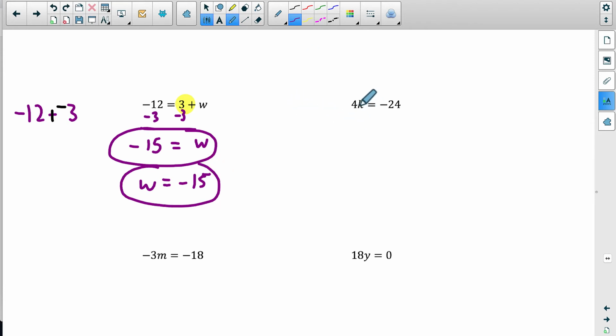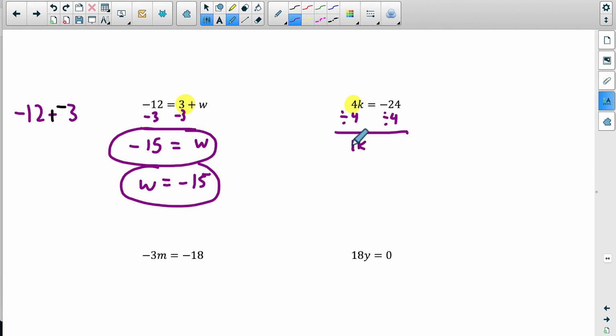All right, a little bit different here now. We want to get the k all by itself. What's the problem number? The 4 is the problem. Now, what's that 4 doing to the k here? It's multiplying. This is 4 times k. So what we have to do is divide by 4. And what you do to one side, you must do to the other side. 4 divided by 4 is 1. So we still have 1k.